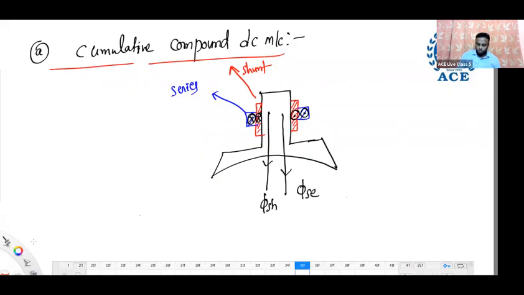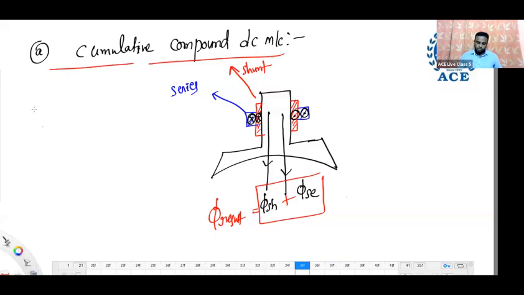Now under one pole, what is the resultant flux? Under the pole, the resultant flux is the sum, or addition, of the two fields. That is called cumulative compound. The fields are additive. In order to get addition, the two field windings should carry current in the same direction. If it is the same, we call it cumulative compound.